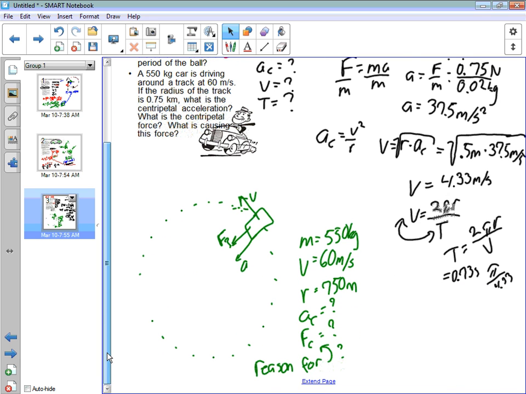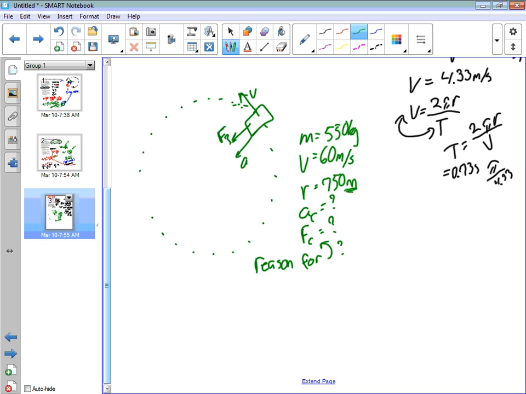Let's scoot down. We have a 550 kilogram car driving around the track at 60 meters per second, and the radius is 0.75 kilometers. Notice I did put it in meters. That is important. What is the centripetal acceleration? What's the centripetal force? And what is the reason for the centripetal force? So we have all of our information.